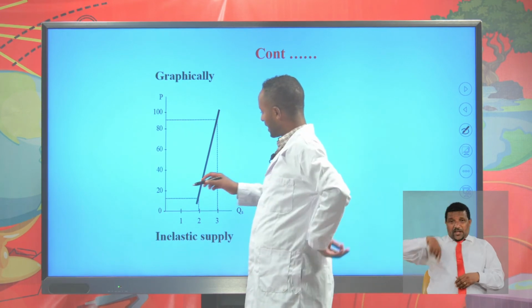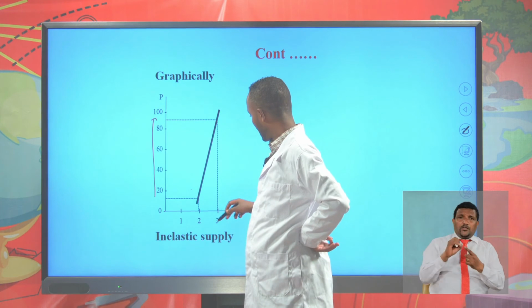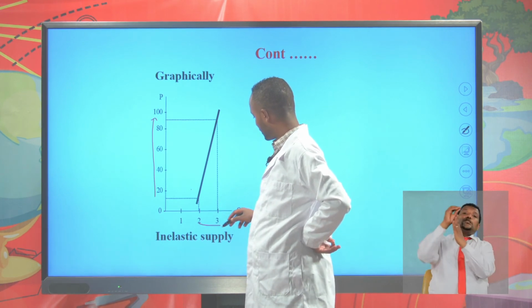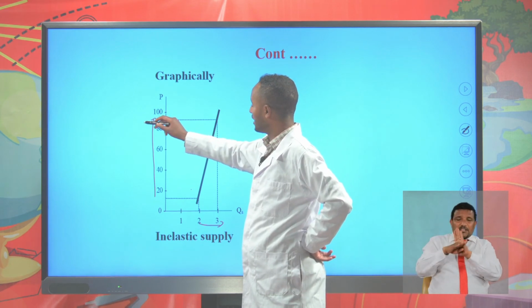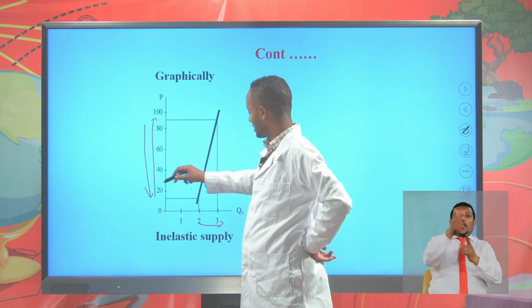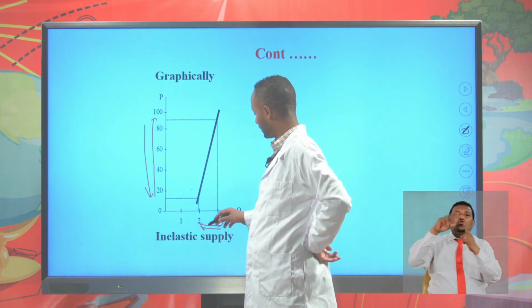Graphically, as price increases from 10 to 90, the quantity supplied increases from 2 kg to 3 kg, and as price decreases from 90 to 10, the quantity supplied declines from 3 kg to 2 kg.